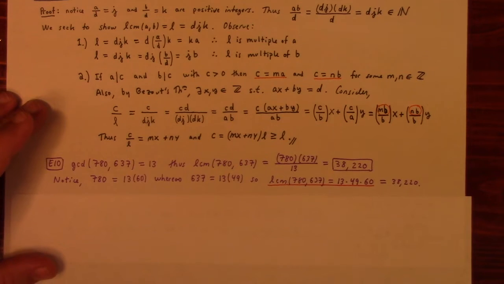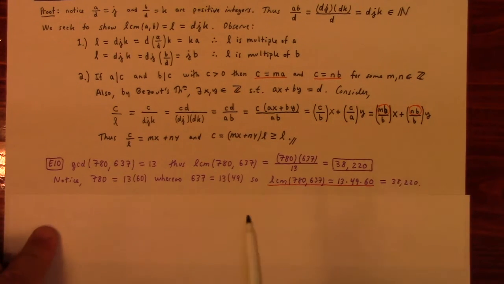Here's an example. The GCD of 780 and 637 is 13. The LCM of 780 and 637 is 780 times 637 divided by 13, which is obviously 38,220. Huh, that's kind of funny. And why is that? Well, if we go back to elementary school math, 780 is 13 times 60, and 637 is 13 times 49, right? So I've got a common 13 in both places, so I don't need two copies of it. I just need one copy of 13, one copy of 49, one copy of 60 to get me both a 780 and a 637, to get a multiple of 780 and 637 which is smallest as possible.